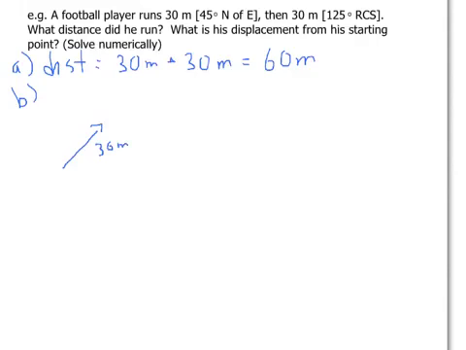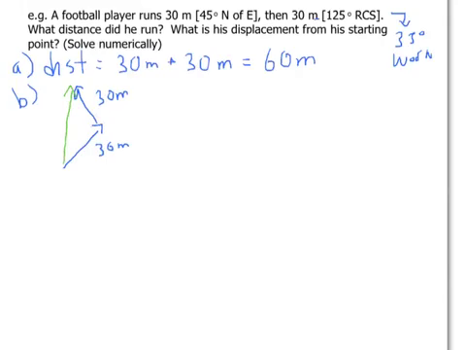And his second run, 30 meters again, but 125 degrees RCS. 125 degrees RCS is approximately 35 degrees west of north. So it should look something like that. So at the end of the day, we need to find this resultant arrow. Remember, when we add vectors, we add tail to tip. That means we draw the tail of the second vector at the tip of the first vector.